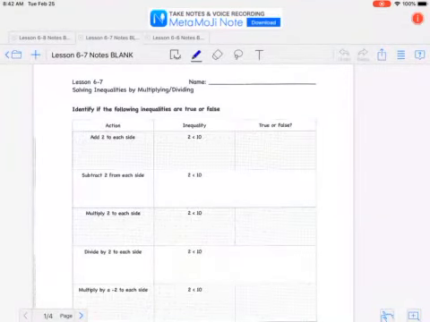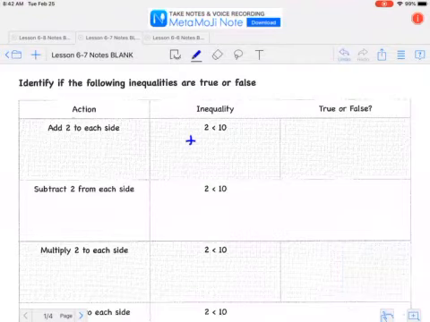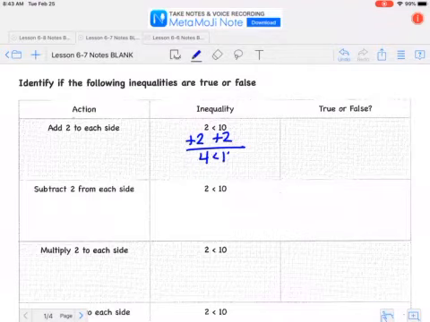Okay, so today we have lesson 6-7, which is solving inequalities by multiplying and dividing. It says identify if the following inequalities are true or false. So what we want to do is our action is to add 2 to each side. So if I were to add 2 to both sides, I would get 4 is less than 12.